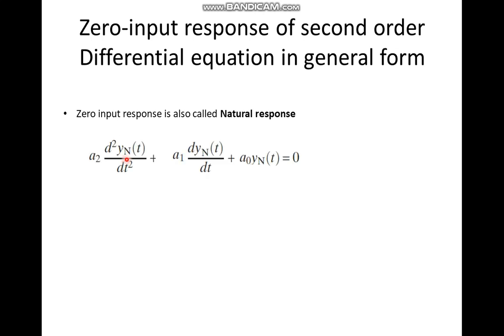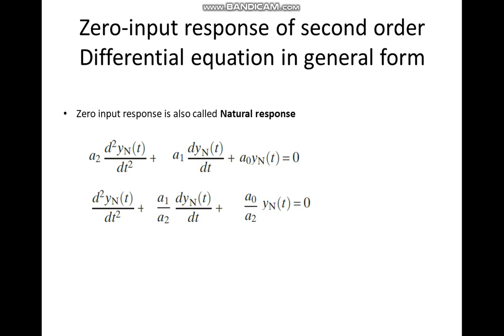Today, we first obtain a general form of the zero input response of the circuit, also called the natural response of the circuit. The second order differential equation with a zero input is of this form, where A2, A1 and A0 are constants. The solution of this equation produces a zero input response, also called the natural response. That's why y has a subscript n, where n stands for natural.